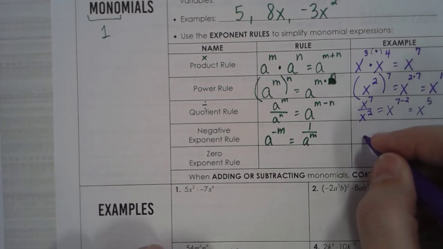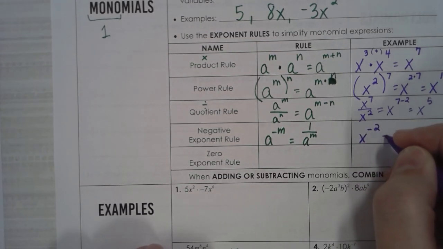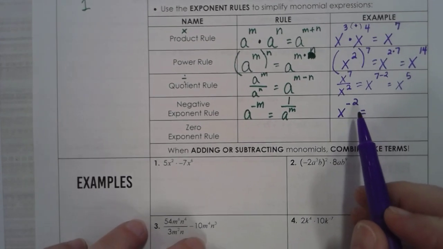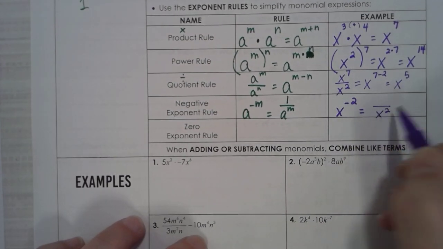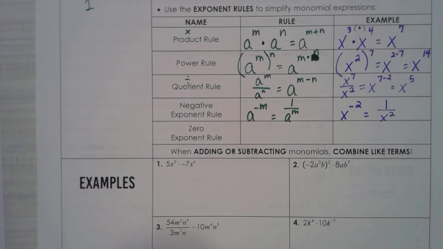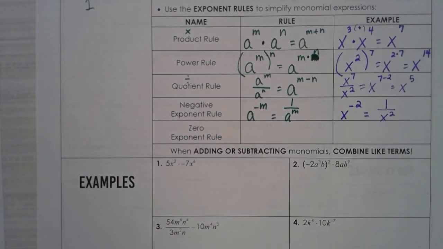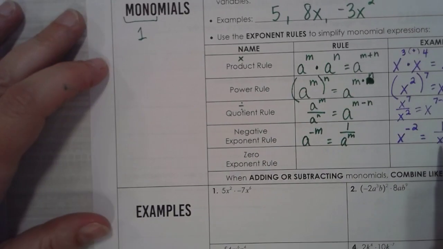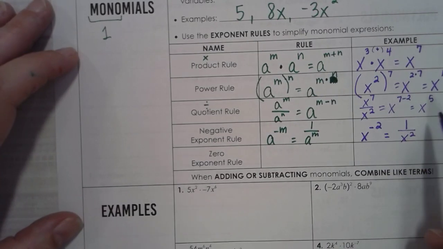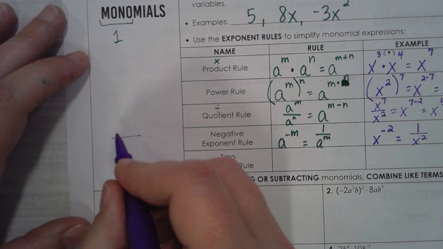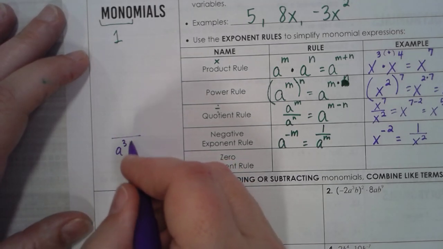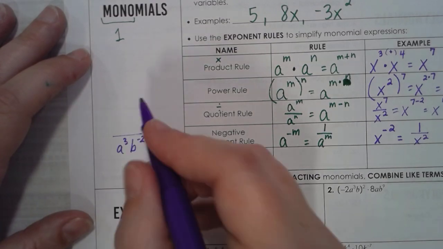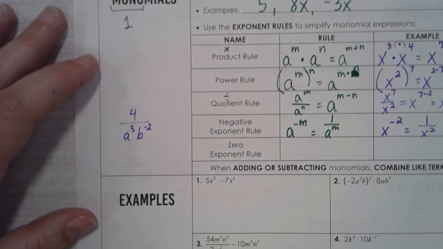So for example, if we have x to the negative 2 power, I don't want to leave the negative 2 power, so I'm going to drop that down to the denominator and make it positive, and then we just put a 1 there to hold the spot. Also with this, if you have a negative down in the denominator, you're going to bring it up to the numerator. So if my final answer has something like a to the third, b to the negative 2, we'll just put a 4 up here to hold its spot.